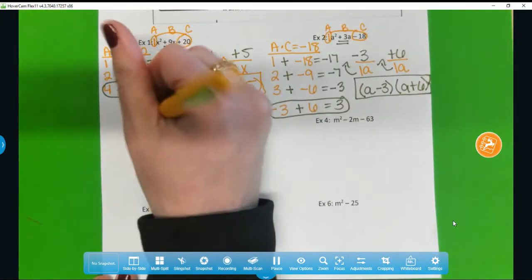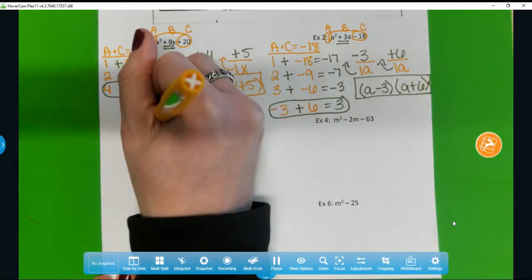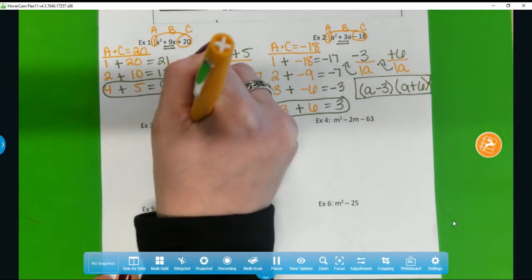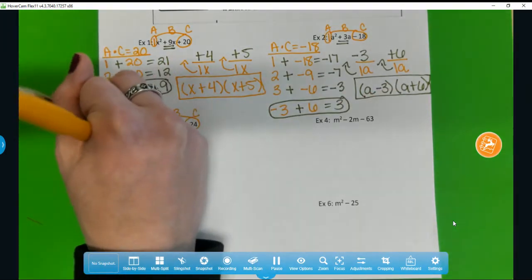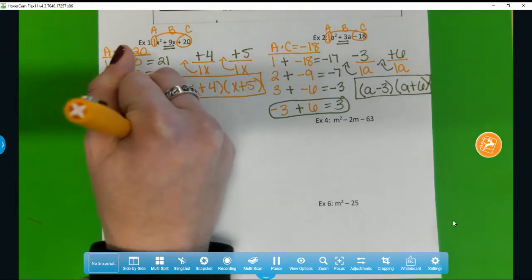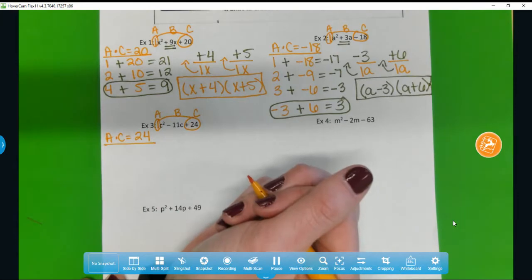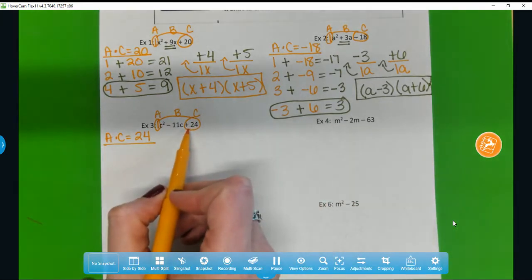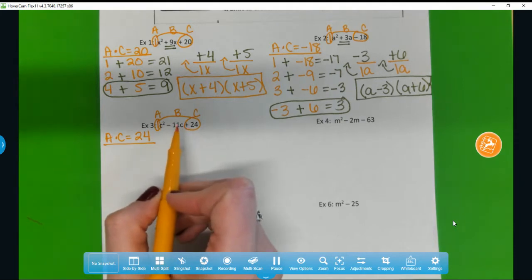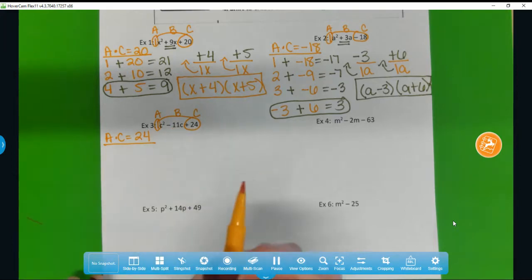Okay, example 3. Same thing, put the 1 in front. I have A, B, C. Going to multiply A times C. So 1 times 24 is going to give me 24. Here, since it's multiplying to get positive, I know they're either both positive or both negative. In this case, they're both going to be negative because I'm adding to get a negative number.